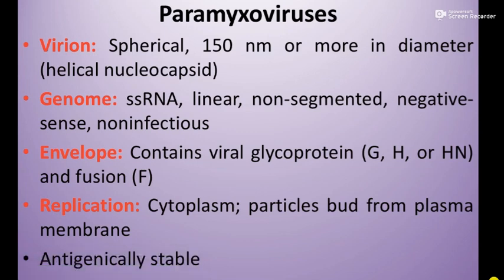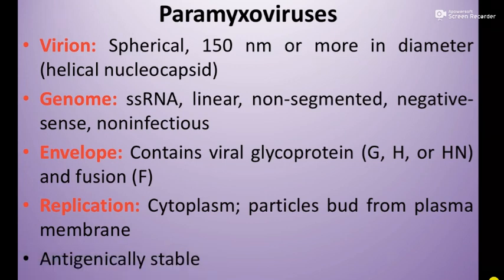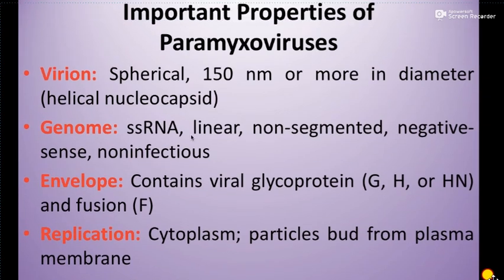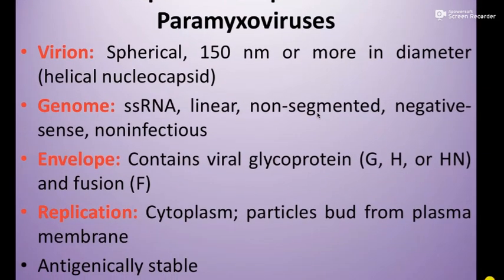Properties of paramyxoviruses. The virion is spherical with a helical nucleocapsid. The genome is single-stranded RNA, linear, non-segmented, negative sense. The most important thing to memorize here is single-stranded, not segmented, unlike orthomyxoviruses. This is the difference from orthomyxoviruses: paramyxoviruses are not segmented, but orthomyxoviruses, influenza and its group, are segmented. It is also single-stranded RNA and negative sense. This is the most important thing: single-stranded negative sense.